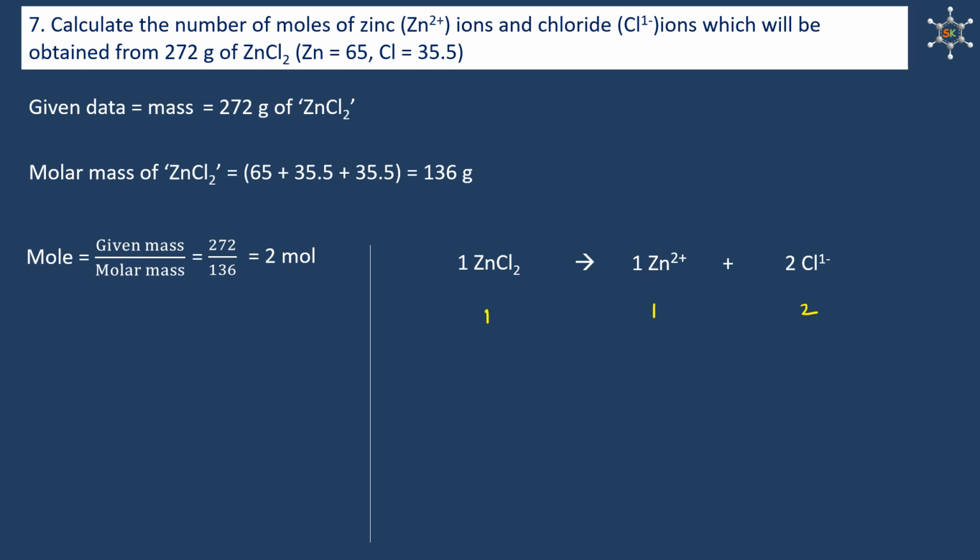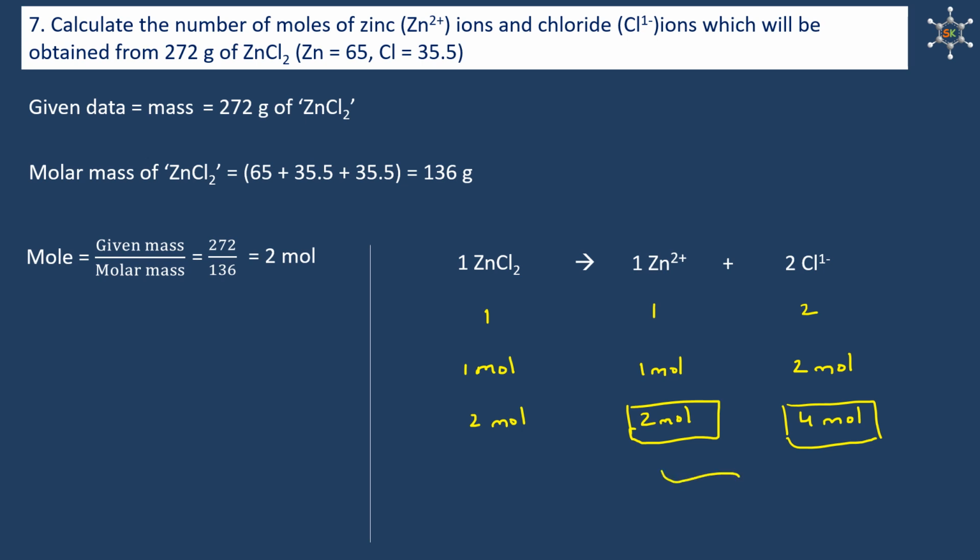If we extrapolate this, then 1 mole of ZnCl2 gives 1 mole of Zn2+ and 2 mole of chloride ions. If we consider 2 mole of ZnCl2, it gives us 2 mole of Zn2+ and 4 mole of Cl- ions. So, number of moles of zinc is 2 mole and number of moles of Cl- is 4 mole in 272 gram of ZnCl2.